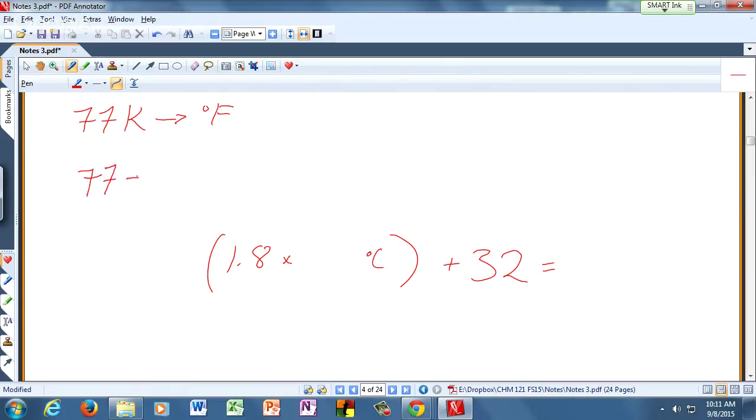What did I do wrong? I added instead of subtracted. So I got to subtract 273 to get degrees C. So what is that? Negative 196. Is that right? Yeah. Is it? Now I'm uncertain. Yeah, that's right. Okay, so negative 196 times 1.8 plus 32 is going to get us negative 321 degrees F.